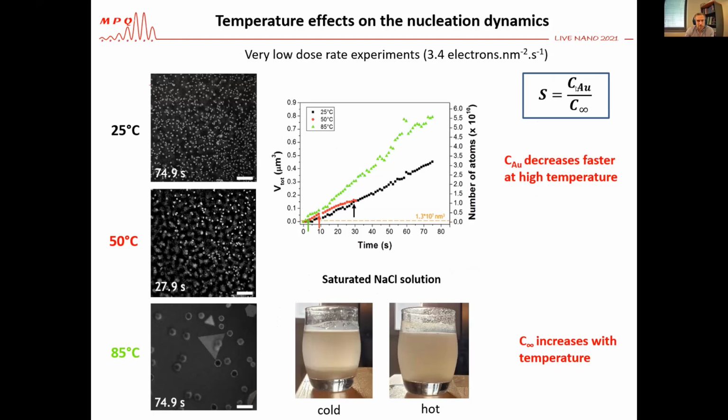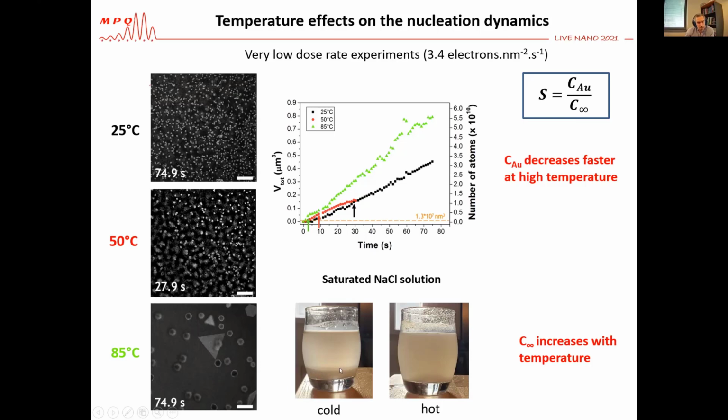And there is probably also an effect on the equilibrium solubility. And actually, the equilibrium solubility of a solution is known to increase with the temperature. You can check that at home by doing a very simple experiment where you put salt into water and you reach the saturation level. So here you have a saturated NaCl solution.